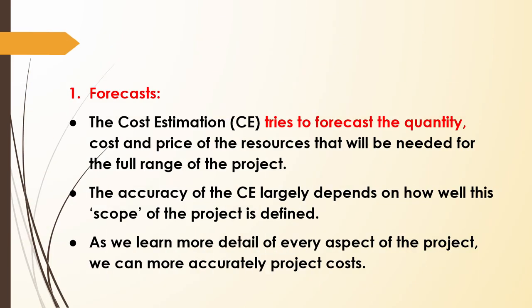First one is forecast. Forecast means the major objective of this cost estimation is to forecast the quantity. For example, if you have to construct a building, a farmhouse, how much material is required, how much amount of bricks is required, how much amount of cement is required. That amount you don't know exactly, but what we are doing is forecasting it. The amount of material needed for that and the cost incurred will be forecasted. So that is the first principle of cost estimation.